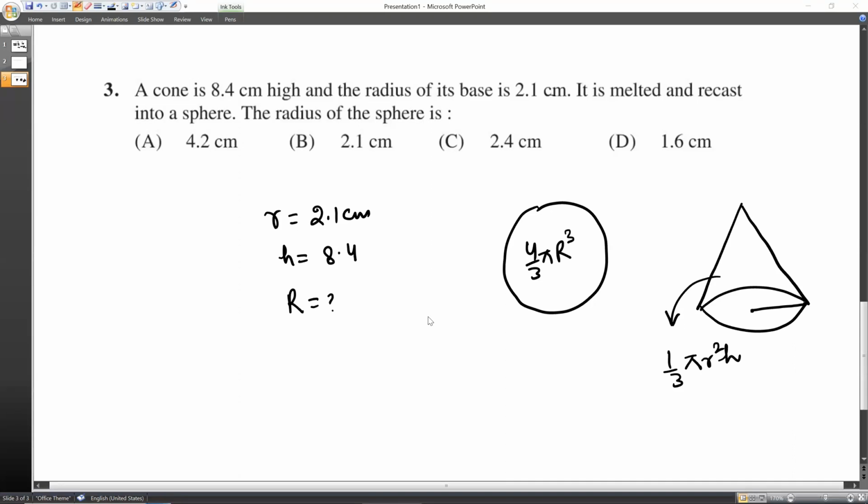So what you are going to do? You are going to equate. Whenever one thing is recast into another thing, their volume remains constant. Okay, their volume remains constant.